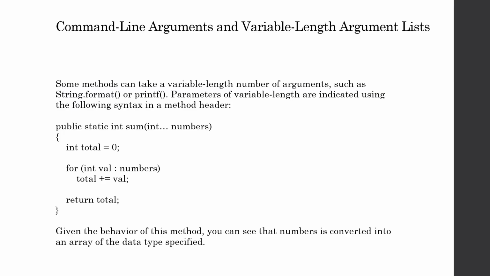So one of the things to note about precisely how this actually works, given the behavior of this method, specifically the part where you see that we created a for each loop where we're using numbers where we would typically expect to see an array, we can see that numbers, the var args parameter that we're using, is actually being converted into an array of the data type specified. So in this case, it's actually going to be treating it like an int array once it actually goes into the body of this method.